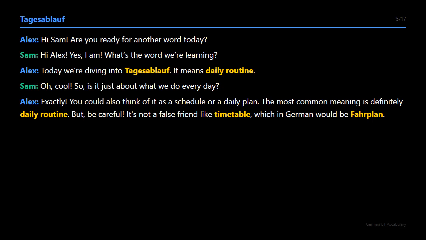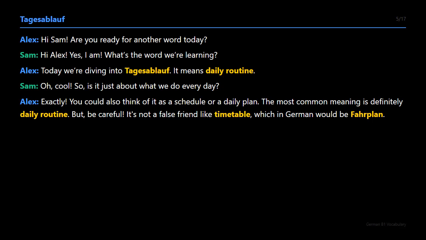Today we're diving into Tagesablauf. It means daily routine. Oh, cool. So, is it just about what we do every day? Exactly. You could also think of it as a schedule or a daily plan. The most common meaning is definitely daily routine.